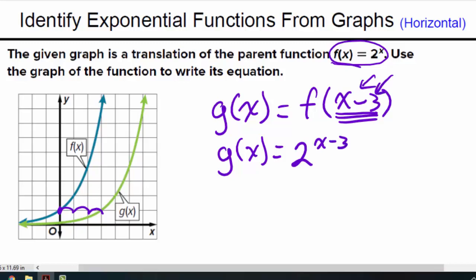This number in here is actually our h value, not our k value. So the h value subtracts from the exponent. Now, if this was a movement to the left, if I'd gone left 1, 2, 3, I would have input x minus -3, and that would have given me a +3, or x plus 3.